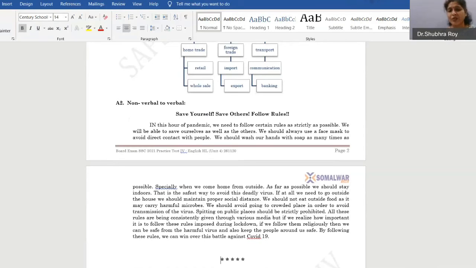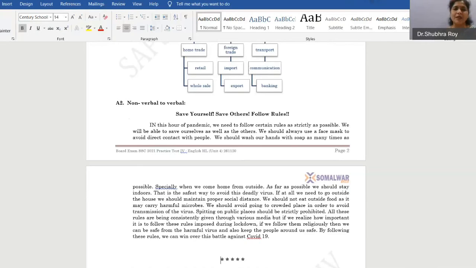In this hour of pandemic, we need to follow certain rules strictly, or we will not be able to save ourselves as well as others. We should always avoid direct contact with people and wash our hands, especially if we come home from outside. As far as possible, we should stay indoors. This is the safest way to avoid this deadly virus. If at all we need to go out, we should maintain proper social distance. We should not eat outside food, as it may carry harmful microbes. We should avoid going to crowded places in order to avoid transmission of the virus. Spitting in public places should be strictly prohibited.